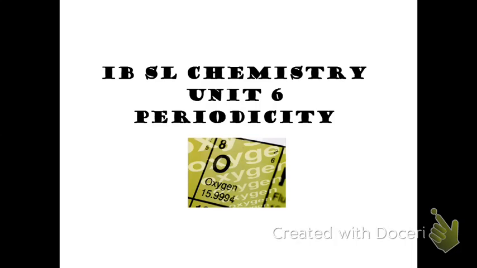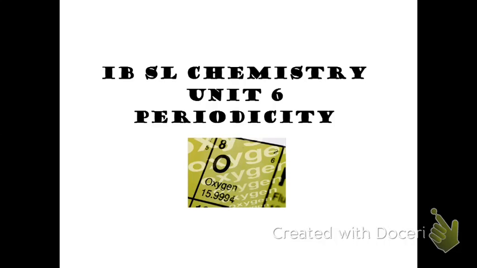Alright, we're going to start a new unit in chemistry, Unit 7. I know it says Unit 6, but it's really supposed to be Unit 7. And the unit is going to cover the topic periodicity. Periodicity deals with trends in the periodic table.